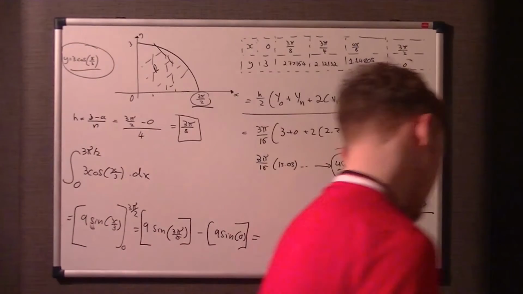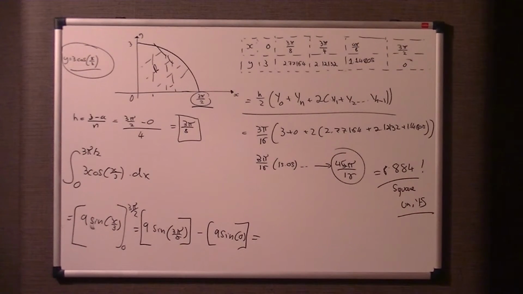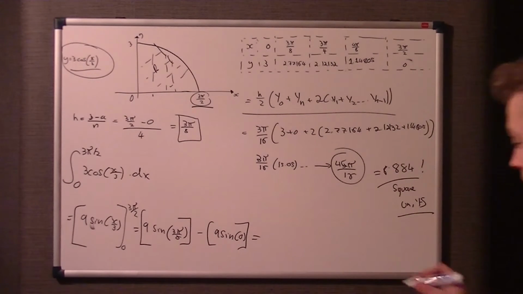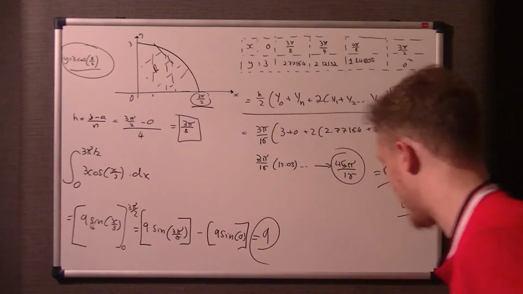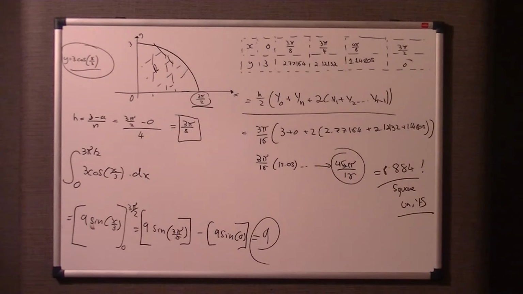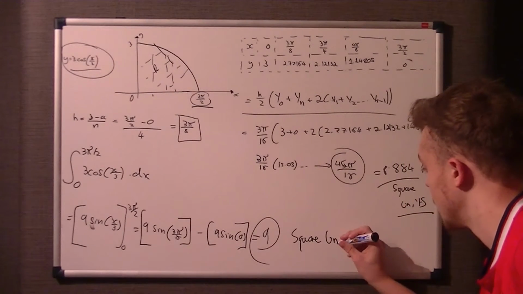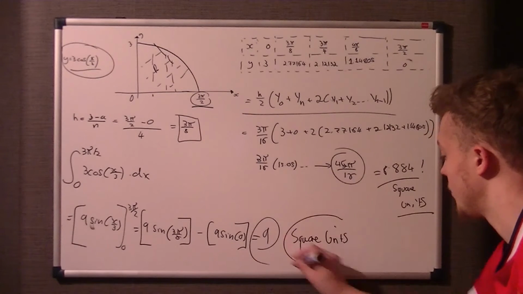So if you work that out, obviously this becomes just 9. So we're just left with a value of 9. And don't forget to put that as 9 square units, because as I said, we're looking at area again, so don't be put off.